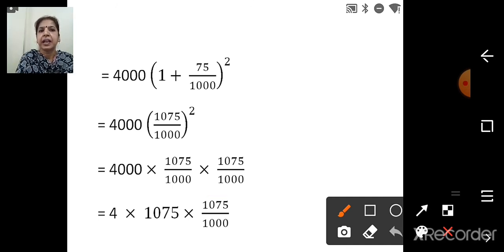Right? Then the next step, children, is calculation. First, as we do, cut the zeros. You know that simple thing. First we do this part only. 3 zeros are there, so 3 zeros have been cut. What remains here is 4, and then multiply with 1075 into 1075 upon 1000.